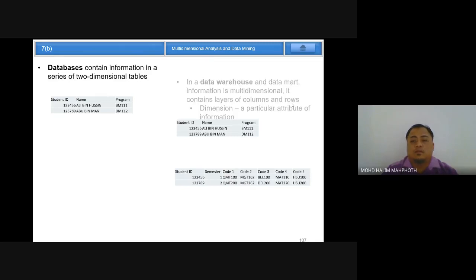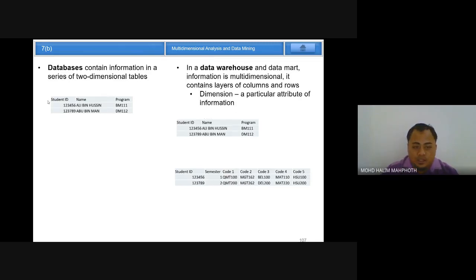As you can see, a database contains only a single two-dimensional table, but in a data warehouse and data mart you can access and cross the data from other databases. Like this one is more towards student information, this one more toward subject registration. So a dimension is actually a particular attribute of information. Remember, what is an attribute? What we have learned last week: an attribute is a column for each of these data.